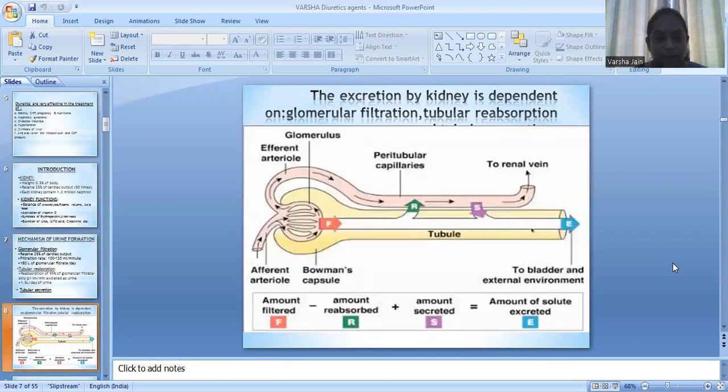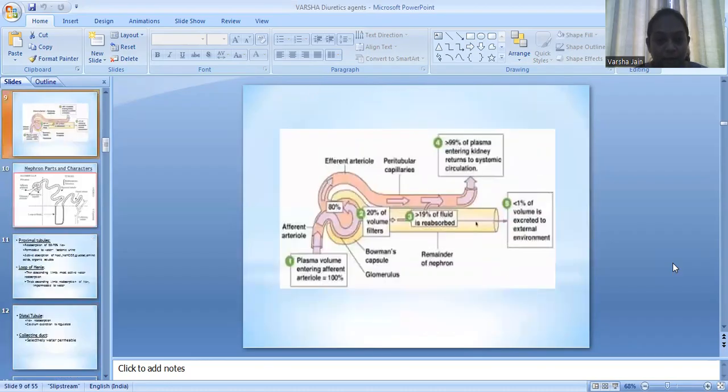So the excretion of the kidney is dependent on glomerular filtration and tubular reabsorption. The amount of filtrate, the amount reabsorbed, and the amount secreted together determine the amount of solute excreted.